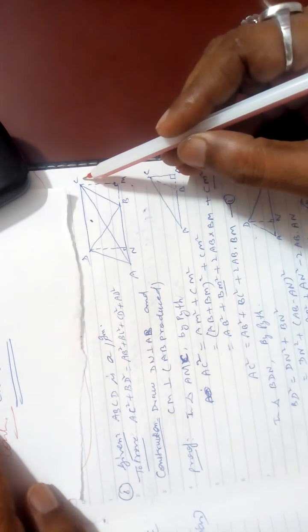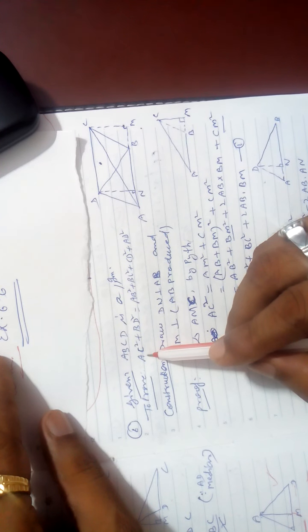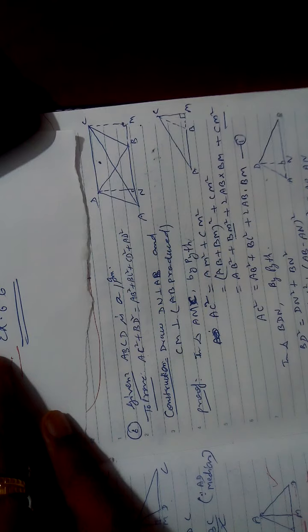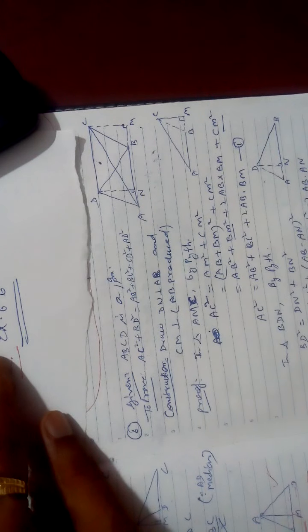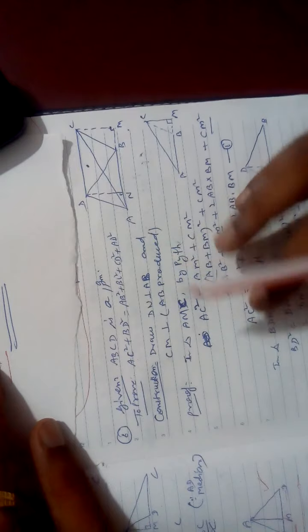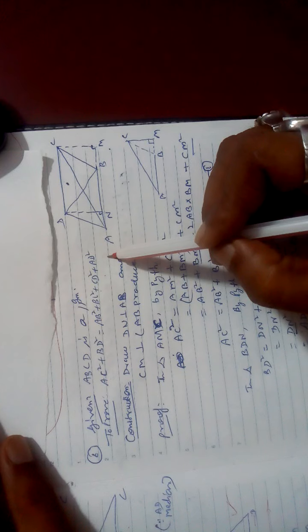A parallelogram. What is given: ABCD is a parallelogram. It is not given in the question what you want to prove. So you will get the parallelogram ABCD. In this, AC and BD are the diagonals. You want to prove that AC square plus BD square is equal to AB square plus BC square plus CD square plus AD square.